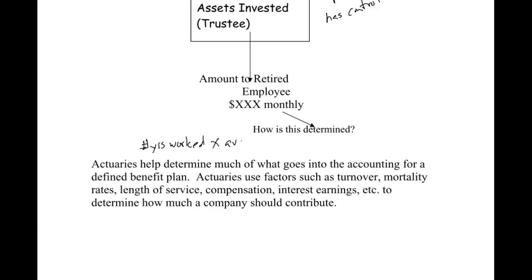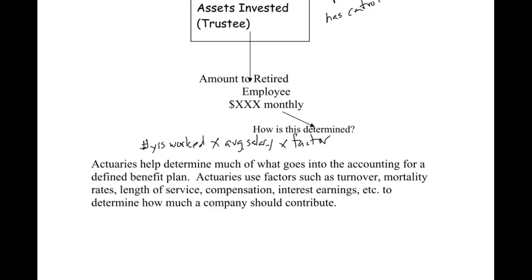Times some sort of average salary. It may be your average salary of your last 5 years, or your last 3 years, or the average salary of your highest 3 years, or just some sort of salary number. Then they're going to multiply that times some sort of factor to come out with the amount that you're going to get each period. And then you'll get the same amount every month in retirement, or however often you elect to receive it.